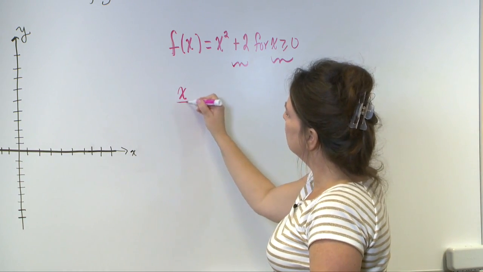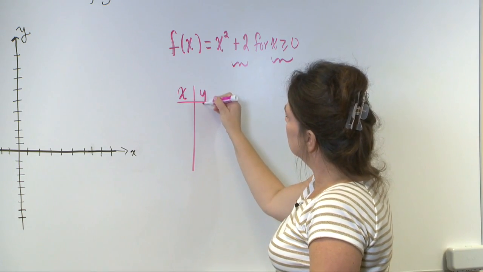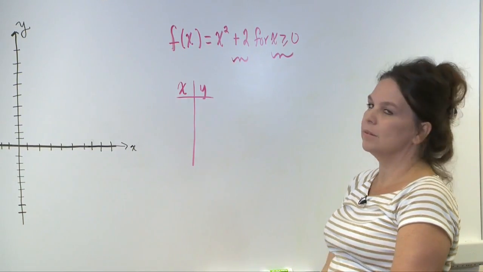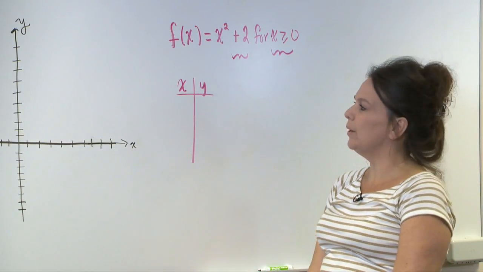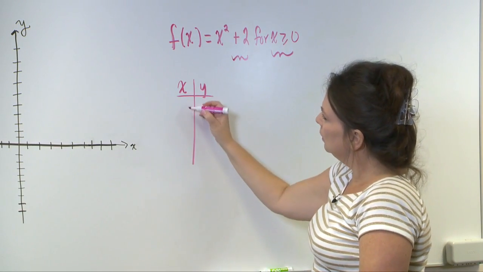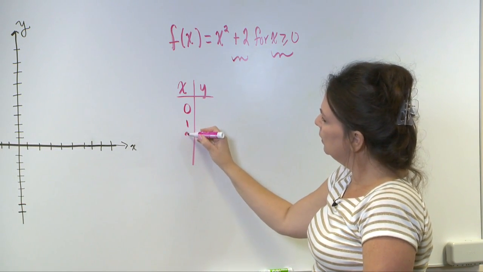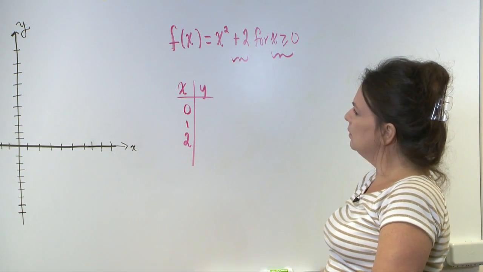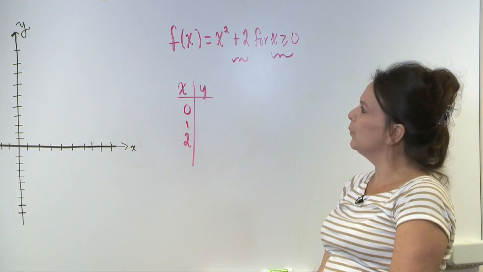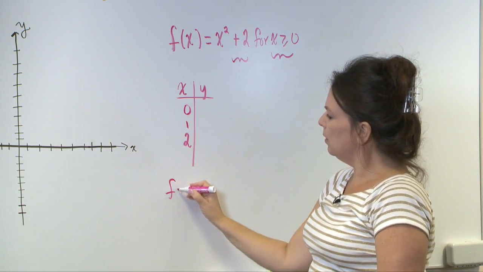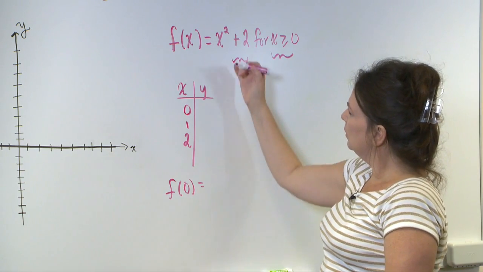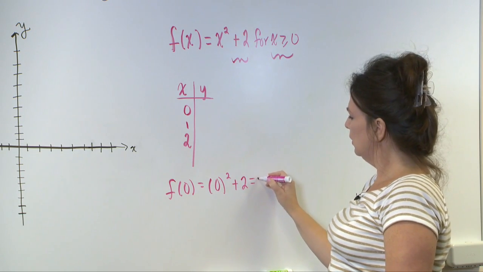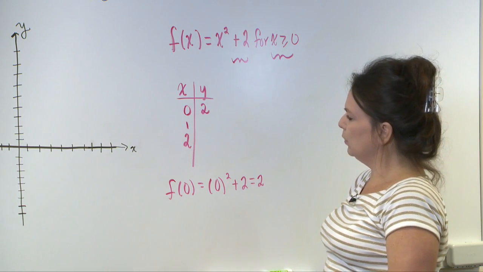I'm going to go ahead and do that. I'm going to write down a few values. So I list a t-table here, and I'm going to pick some values for x based on the constraint that x is greater than or equal to 0. So I'll pick 0, 1, and 2. And I'm going to plug them into the function and get the corresponding second coordinates, or y values. So for the first one, we have f of 0. Plugging that into our function, we have 0 squared plus 2, and that gives us the value of 2.